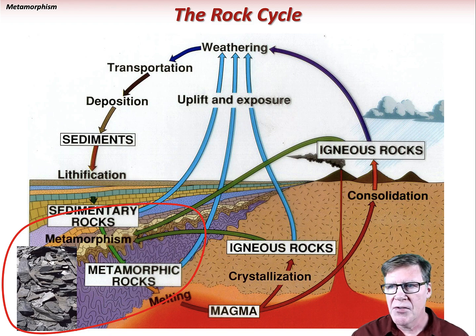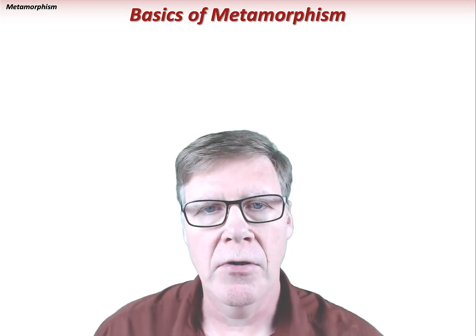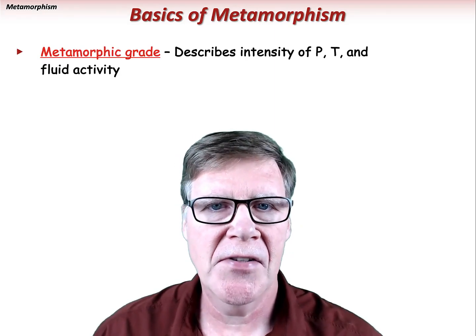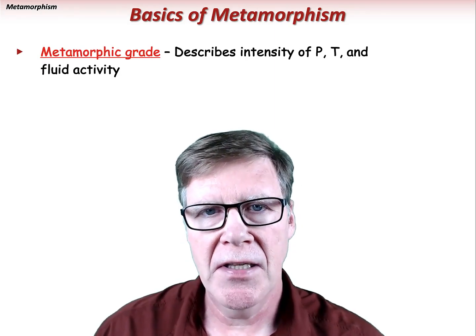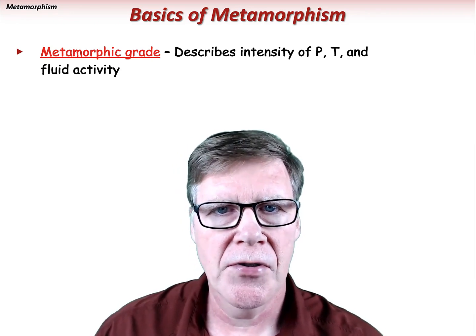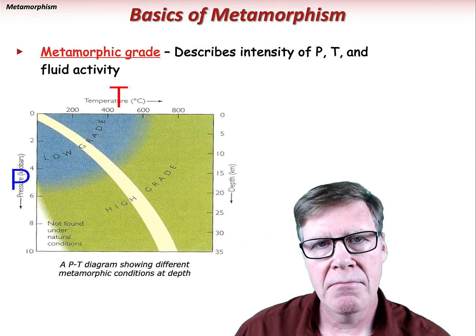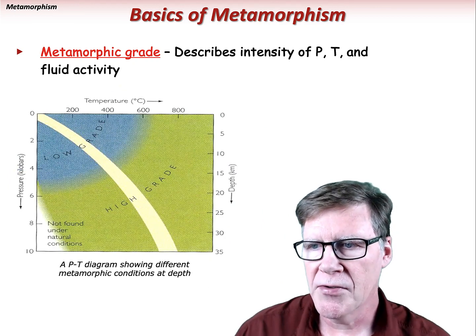This diagram relates to metamorphism that occurs at depth, well below the Earth's surface. Not portrayed in this diagram are metamorphic processes that occur along fault zones or shear zones, or at asteroid or comet impact sites. In general, metamorphic grade describes the intensity of metamorphism, specifically the intensity of increased temperature, pressure, and fluid activity that occurs during metamorphism. This diagram is called a PT diagram, and let's look at it a little more closely.